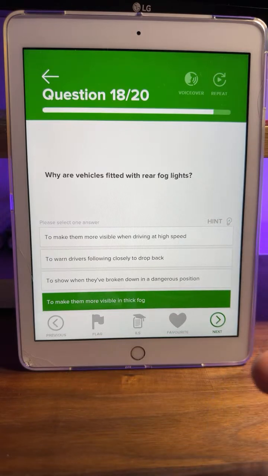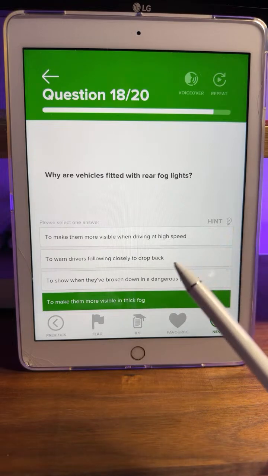Evan says front fog lights are for rich people. Yes, I used to be rich. I'm no longer rich. I can't afford fog lights anymore.